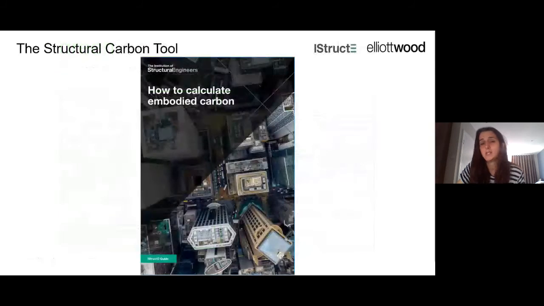So in late 2020, we approached the Institution of Structural Engineers and offered to update our carbon tool to align with their recently published guidance, how to calculate embodied carbon, and then donate the tool to the industry for free. So the tool was launched on the 18th of March last month, and it can be downloaded by anyone who wishes from the institution's website.